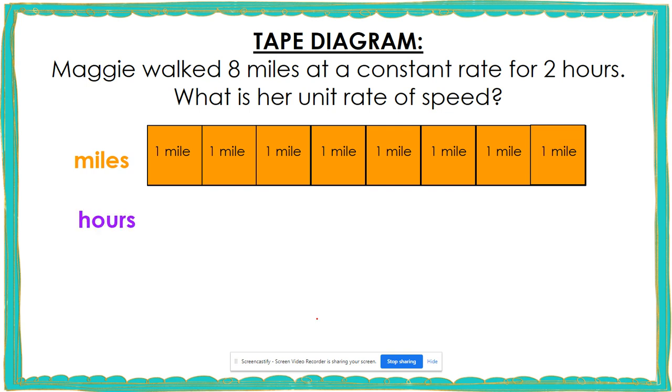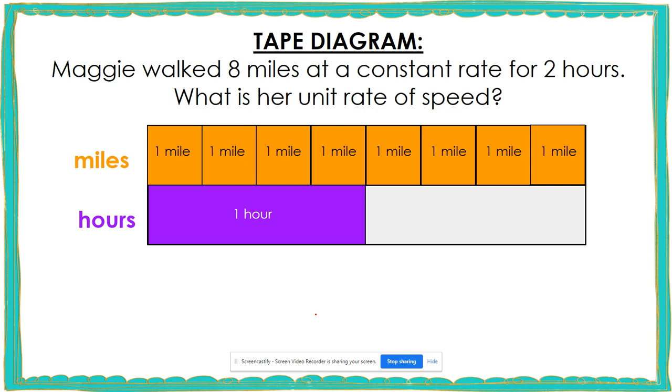Now I'm going to look at hours. I know that Maggie walked 8 miles in exactly 2 hours, so I'm using the same fraction bar because this is how much she walked. And I'm going to split this one into 2 pieces to represent the 2 hours that it took her to walk the 8 miles. To find the unit rate of speed, I'm going to look at 1 hour.